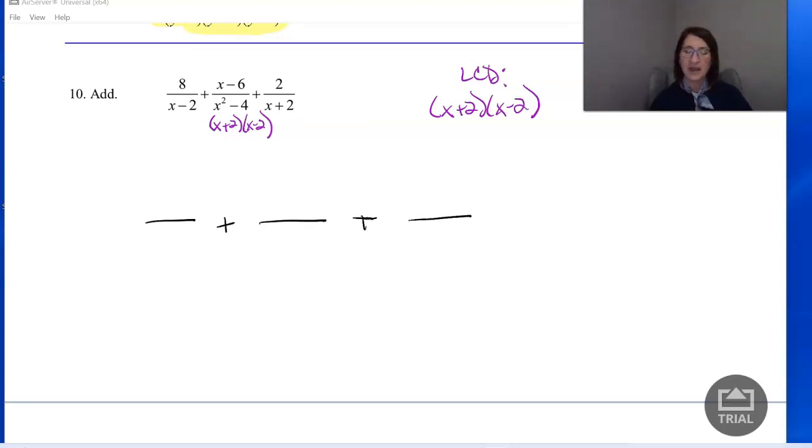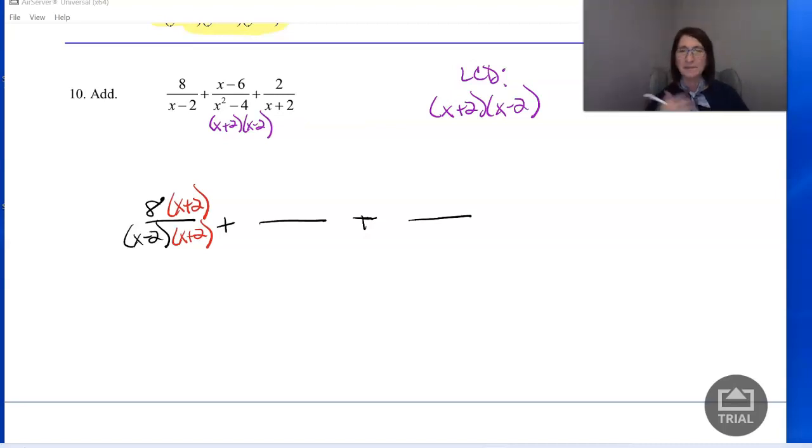Like this. And I am going to rewrite my first rational expression, 8 over x minus 2. I'm going to multiply that first rational expression. I'm going to look at my LCD. I see that the denominator is missing an x plus 2. So I'm going to multiply both the top and the bottom by that missing factor.